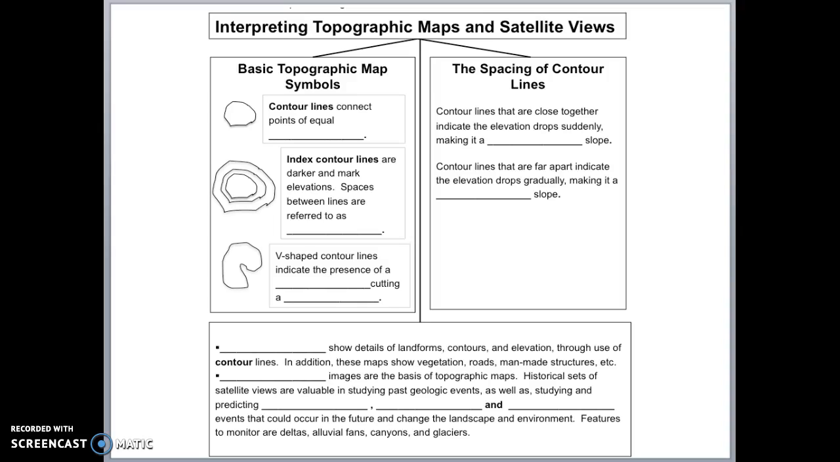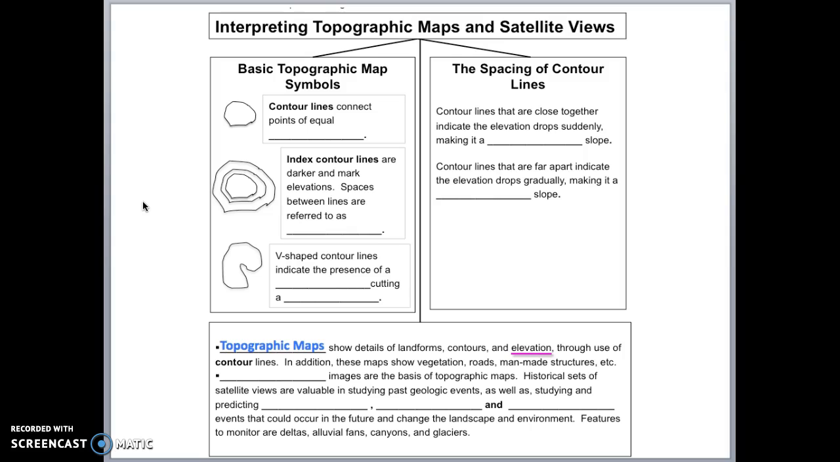All right, guys, now we're going to look at interpreting topographic maps and satellite views. Back when we learned about this, we called these topo maps. So let's start down at the bottom at this section right here. It says that topographic maps show details of landforms, contours, and most importantly, elevation through the use of contour lines. These little images right here are what the topographic maps will look like, those squiggly, round, kind of funky shaped lines. And these maps also show vegetation, roads, man-made structures, etc.